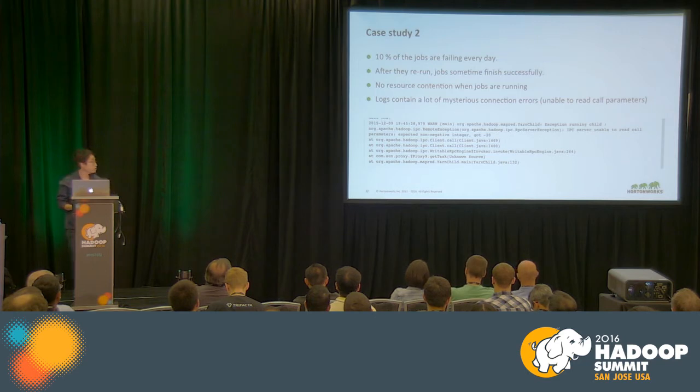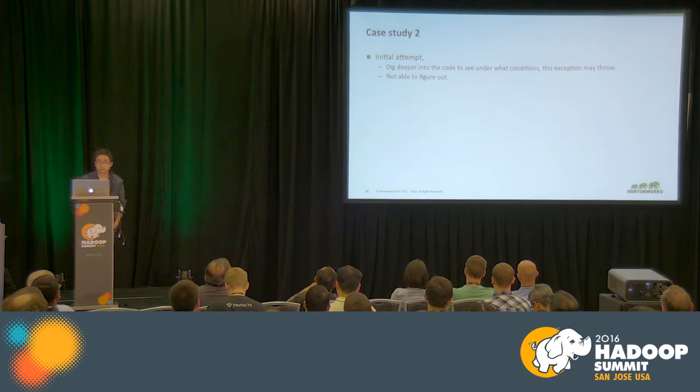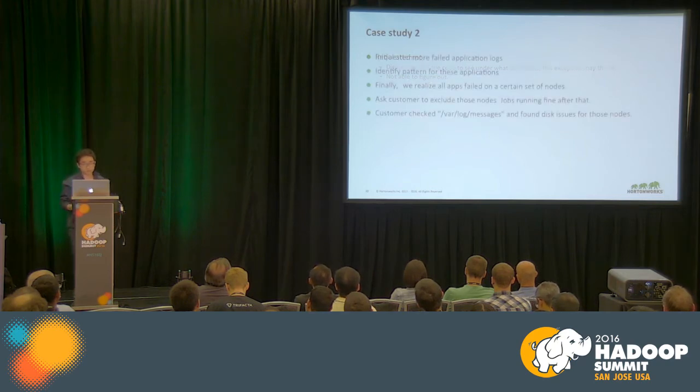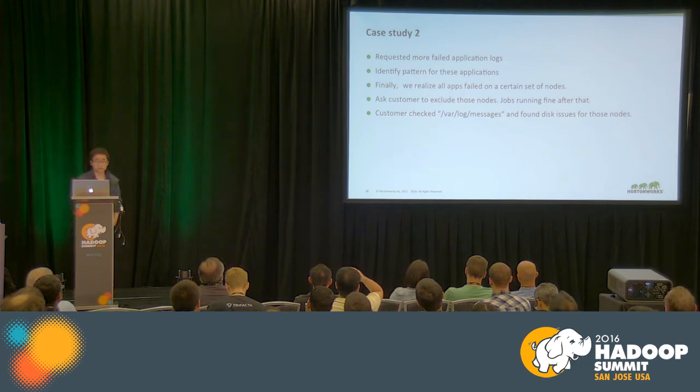So we went on debugging, and we dug deeper into the code, and we tried to figure out under what scenarios this exception may be thrown. Still, we didn't have any clue, because that's too deep down in the network layer, and that's too much detail to figure out. So we requested more failed app logs, and we tried to identify the pattern in those app logs.